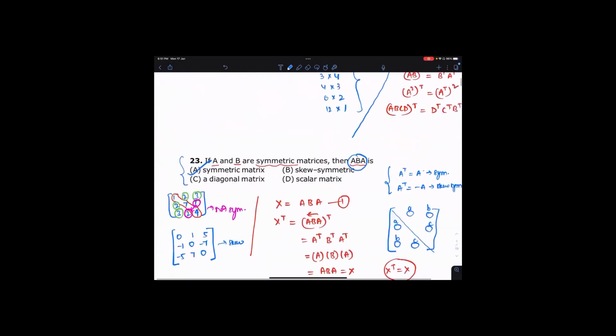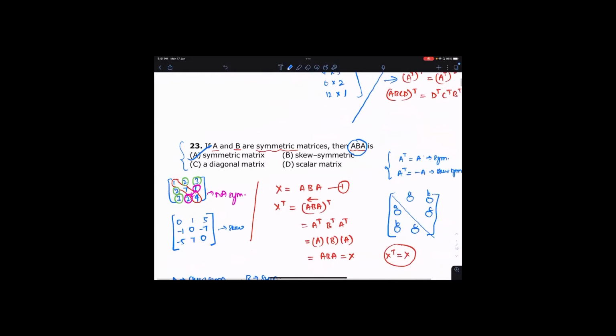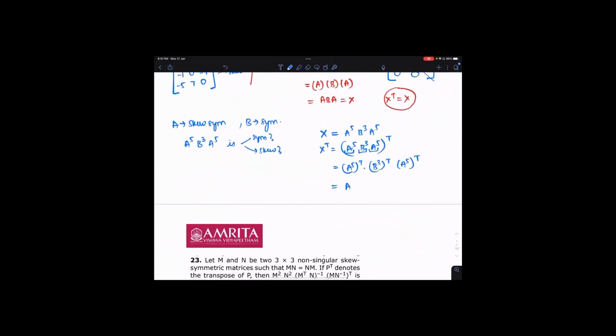Now, this rule, A square whole transpose is there. You can take the transpose inside the power, like A transpose whole power 5. This will be B transpose whole cube, A transpose whole power 5.